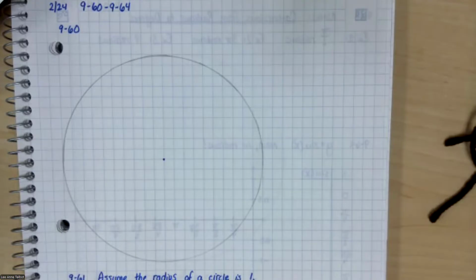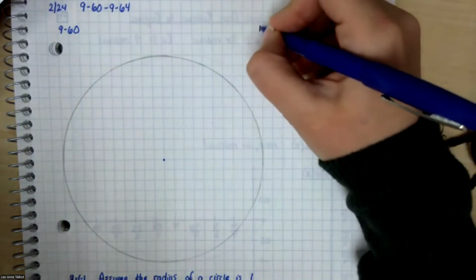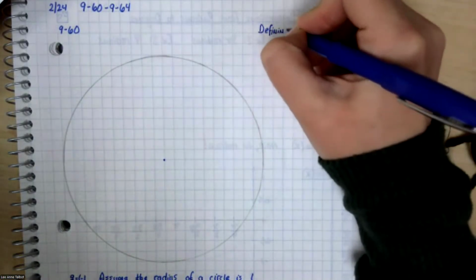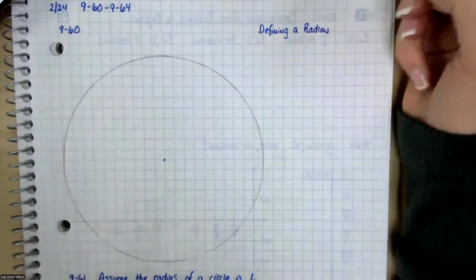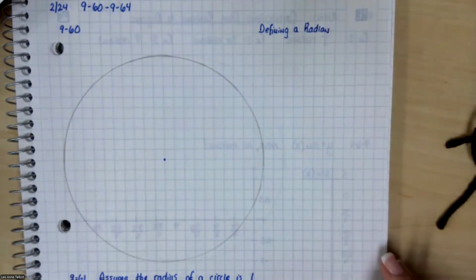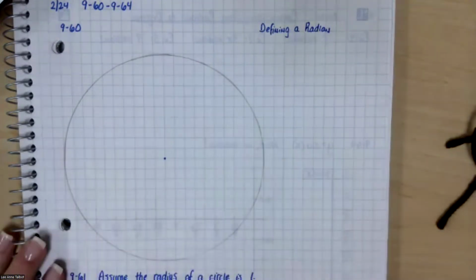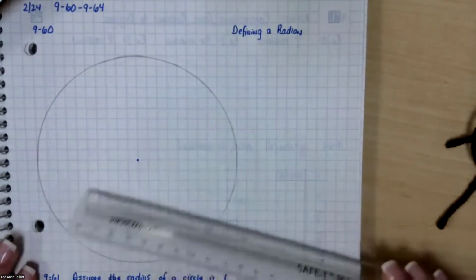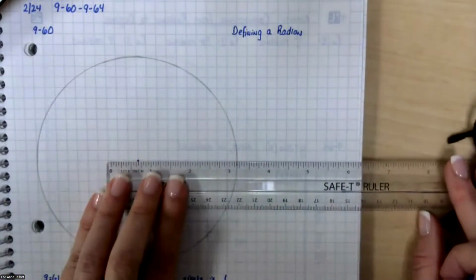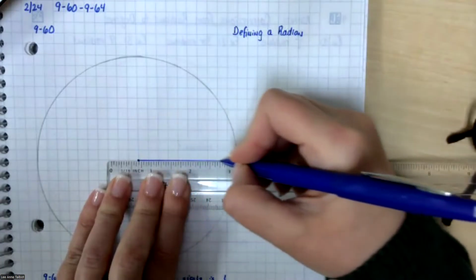Okay. In number 60, my goal is for you to understand exactly what a radian is. So in number 60, we're going to call this defining a radian. Okay, so get whatever circle you are okay with, can live with. And then what I want you to do is do your best drawing of the radius.